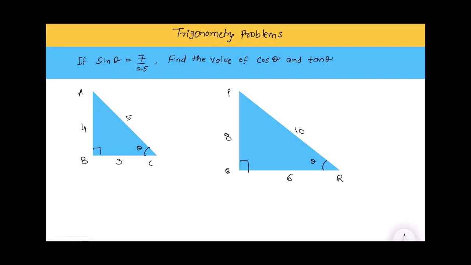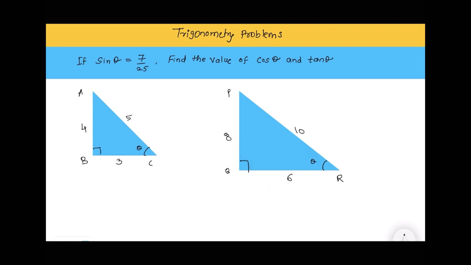So as promised, let me give you an explanation why we applied the K factor when we were finding the trigonometric ratios. What you see on your screen is two triangles. One triangle is triangle ABC, another is PQR. Triangle ABC has dimensions 3 base, 4 meter height, and let's say 5 meter is the hypotenuse. And in case of PQR, 6 is the base, 8 is the height, and 10 is the hypotenuse.